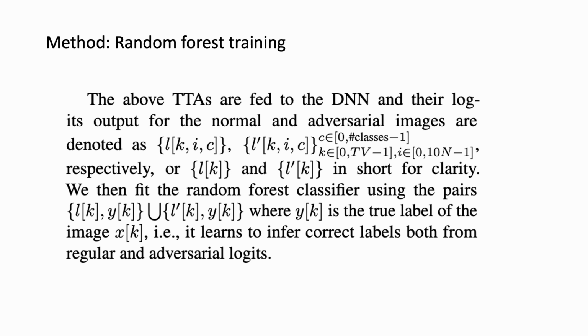The aforementioned test-time augmentations of both the natural and adversarial images are fed to the deep neural network, and their logit outputs are used to fit a simple random forest classifier. This random forest is trained to predict the correct label of any image, natural or adversarial.